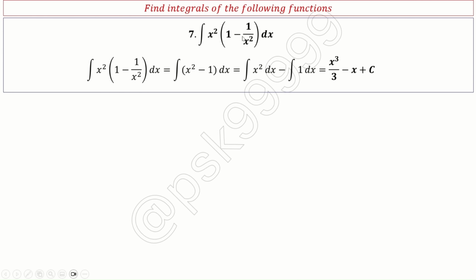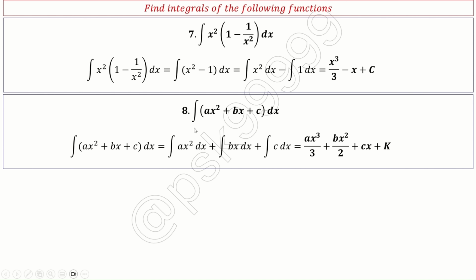Yeah, here you multiply it. Integration of x square into (1 minus 1 by x square). So if I multiply the expression, it will become x square minus 1. Okay, integration of x square minus 1. Now I will do it by parts. Integration of x square dx minus integration of 1 dx, which is nothing but x cube by 3 minus x plus c. Okay, next. Integration of ax square plus bx plus c.